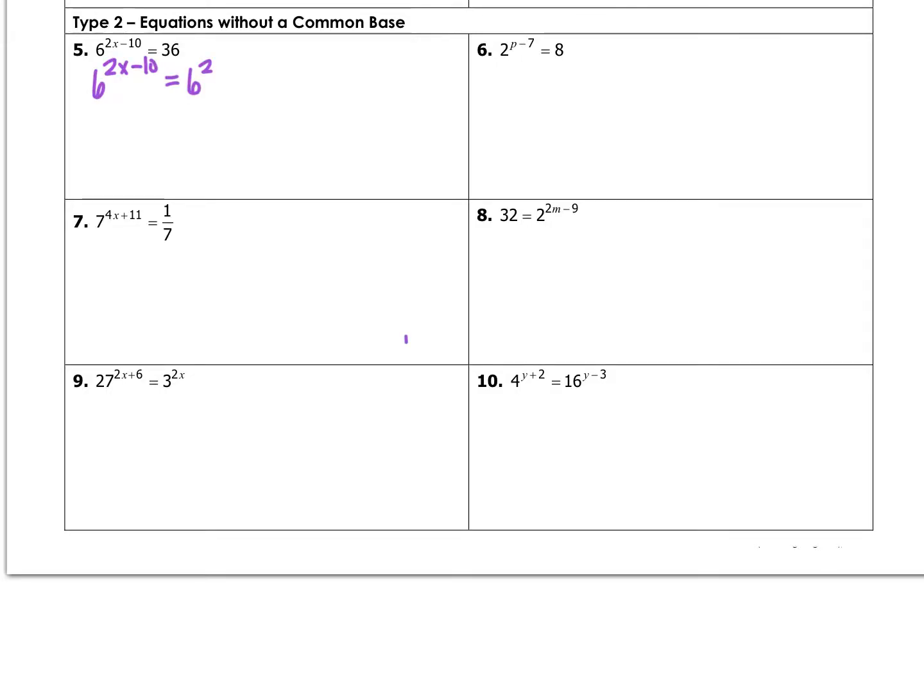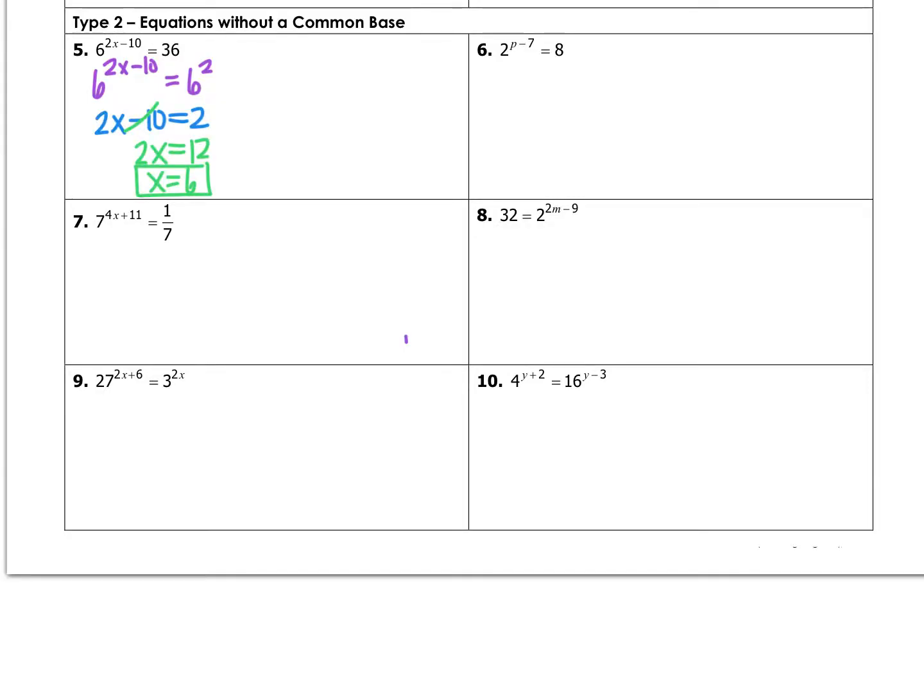Hopefully you realize that 36 is actually 6 squared. So I can rewrite 36 and not change the value of it by putting it as 6 squared. So now I have a common base, and so what equation can I write and solve? Go ahead and pause the video and finish this problem out.